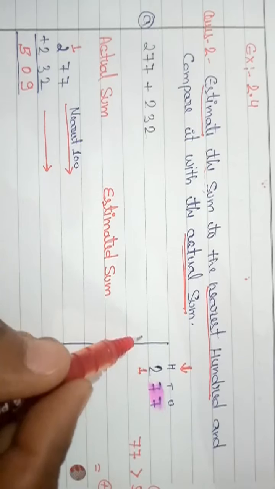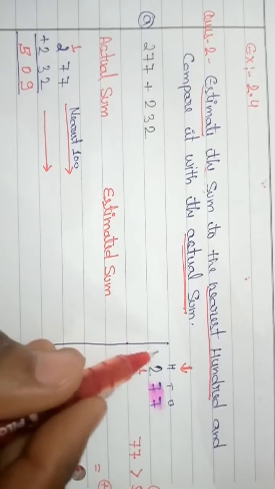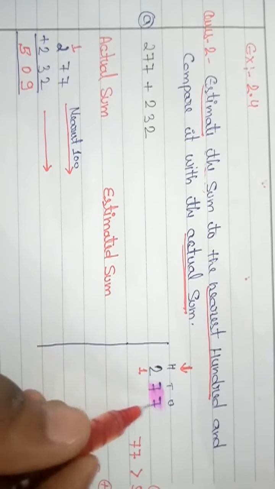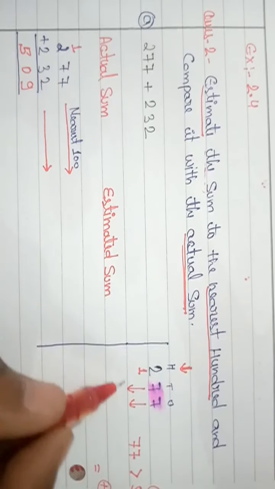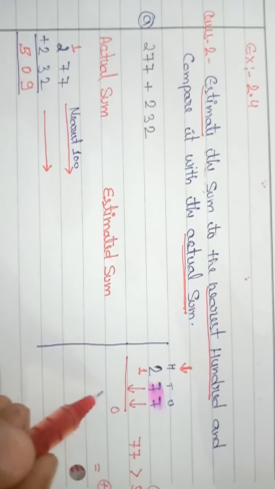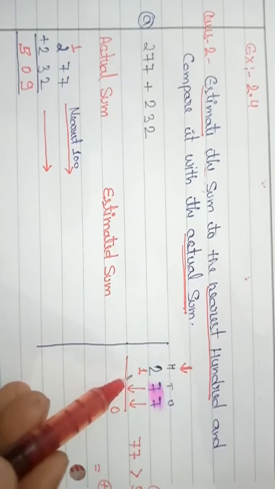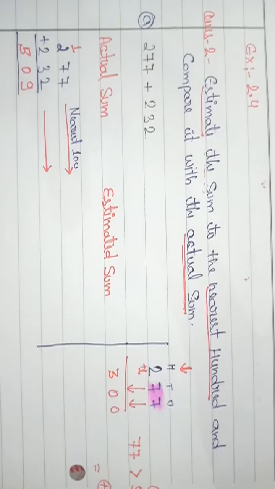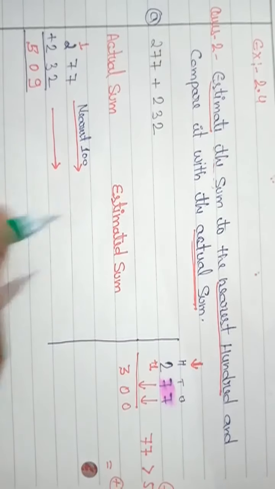There is no left hand side. If there were a number on the left hand side, we would write it the same. The highlighted place will be converted to zeros. So the highlighted place becomes 0, and target place 2 and 1 is 3. So the nearest 100 of 277 will be 300.